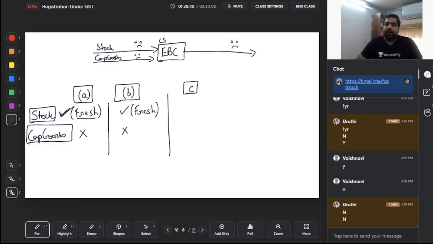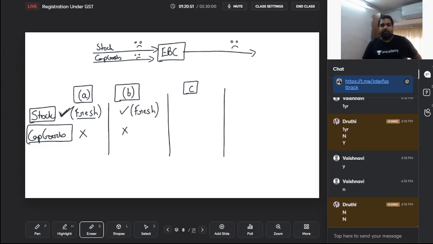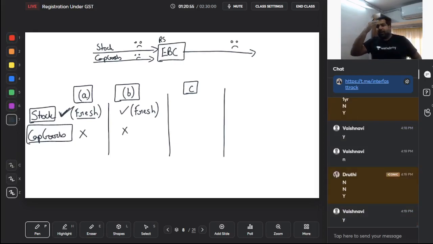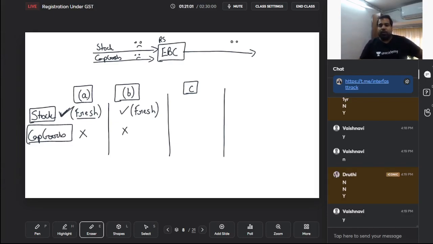But they are now coming out of the composition scheme because either they've crossed the threshold of 1.5 crore or 75 lakh, or they are doing one of the 6 things. Guys, will they now switch to the regular scheme? Yes. You can switch to the regular scheme anytime, guys, whenever you want, but the composition scheme you can switch only on 1st April. But they're now in the regular scheme. Please tell me, now will the government be happy?